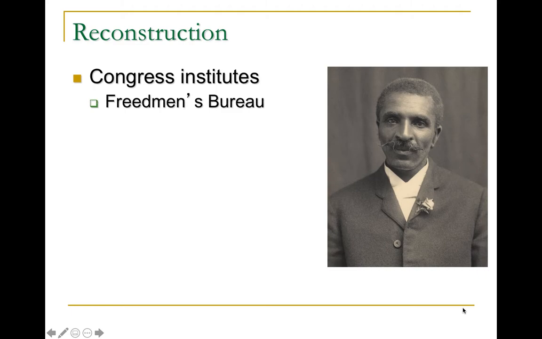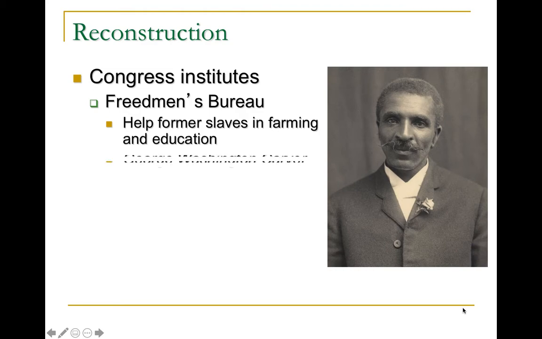So Congress institutes the Freedmen's Bureau. This helped former slaves in farming and education, which is a great start. But if you're simply teaching slaves to farm and educating them, but not giving them opportunities or property to do that with, then that becomes an issue.